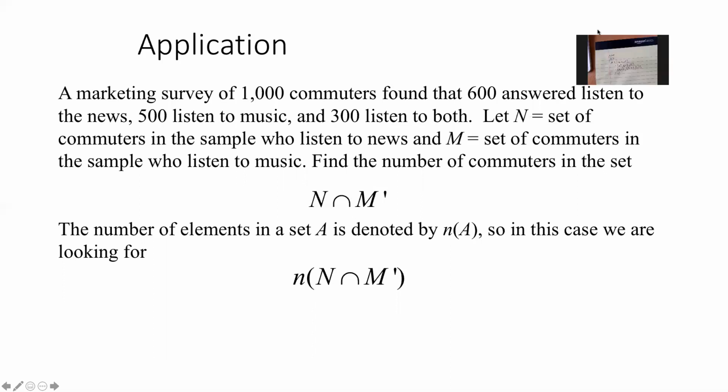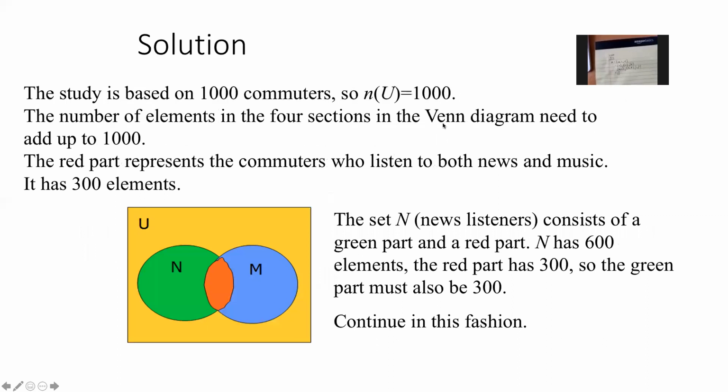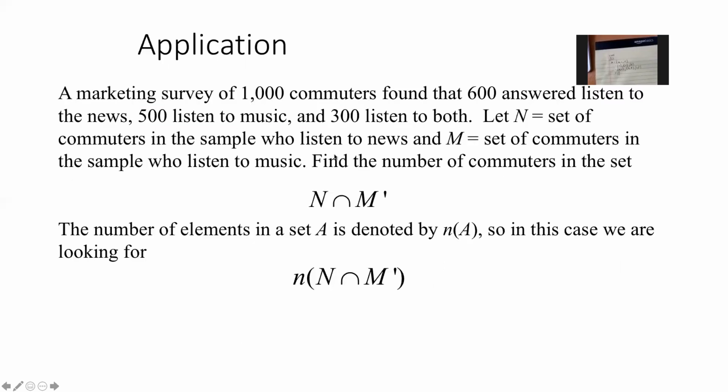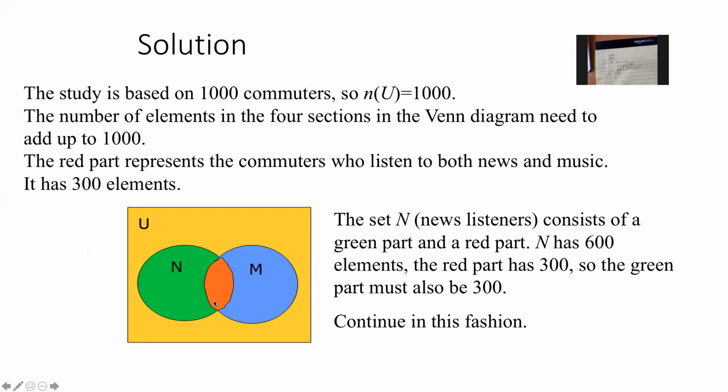I'm going to make this viewable for you guys, and we'll write down all those things. Oops. It's right here. So the study is based on 1,000 commuters. So this big U, and that includes everything in this box, is 1,000, okay? Now, when we go back here, if we go back 1 second, we have 300 listen to both. So 300 listen to both, that would be this intersection right here. And that's the 300 that we're talking about, that red part, right? The set N, news listeners, consists of the green part and the red part.